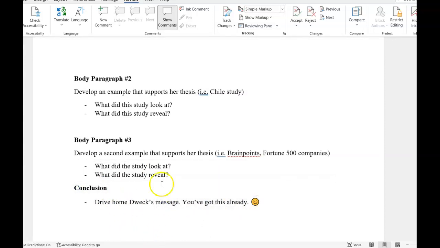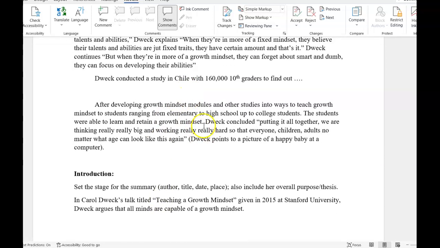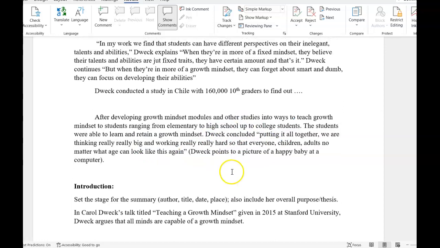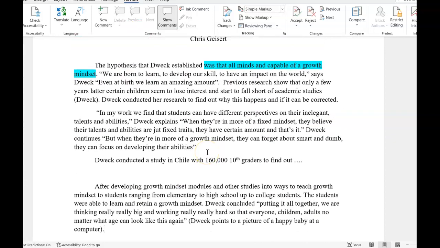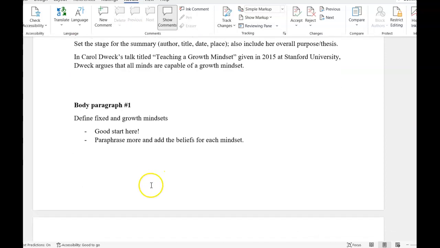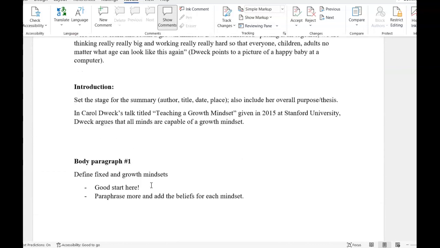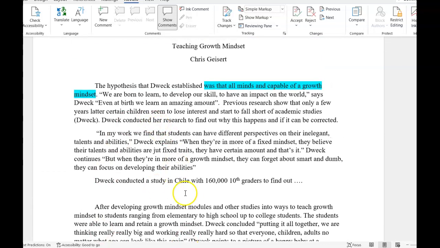So when I look back up at your conclusion, it says here, Dweck concluded that putting it all together, we're thinking really big and working really hard. Everyone, children, adults, no matter what age, can look like this again. Referencing this picture of the happy baby. So I actually think you have a nice conclusion there, but what needs to happen is a little bit different organization coming into this essay, sort of how I've outlined it down here, and then some more development of those examples along the way so that your story can be supported in the same way that she supported hers.